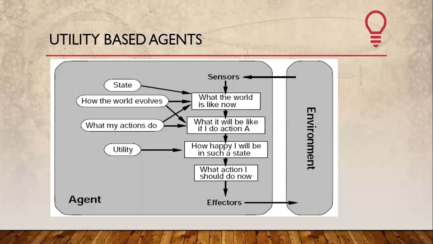If you see, utility based agents are also working as goal based agents, because they decide from multiple actions which action needs to be taken. But still it goes one step further. After deciding what action they have to take, they decide how much happiness will be there in this state. And that is continuously mapped with the utility.